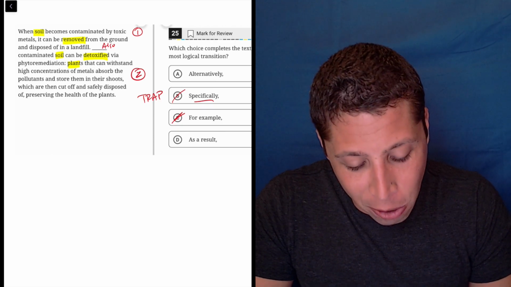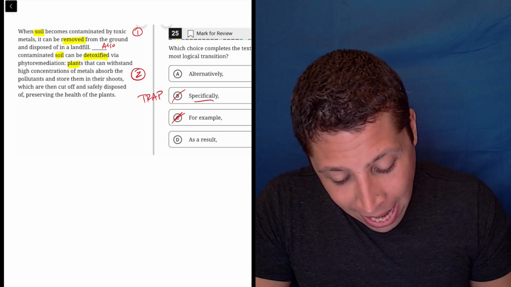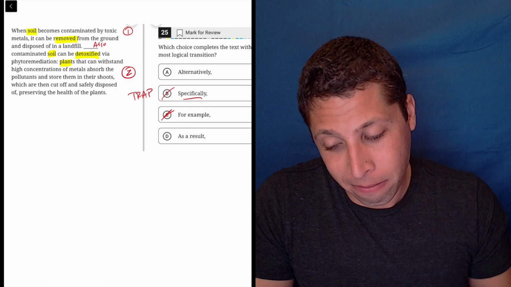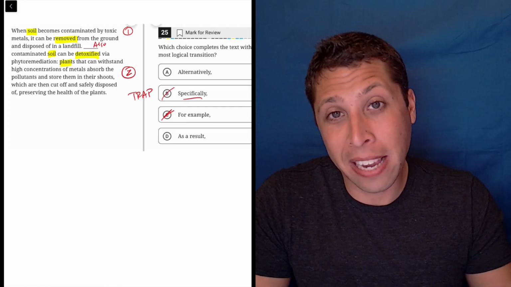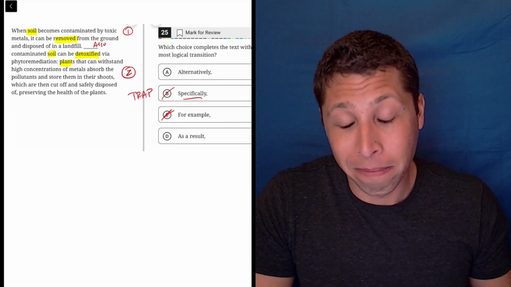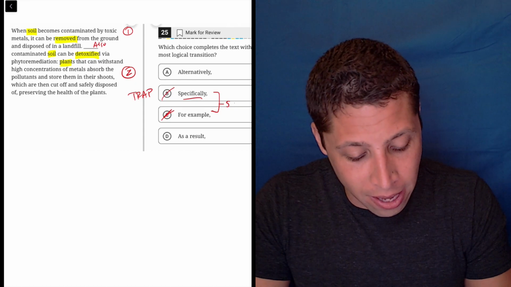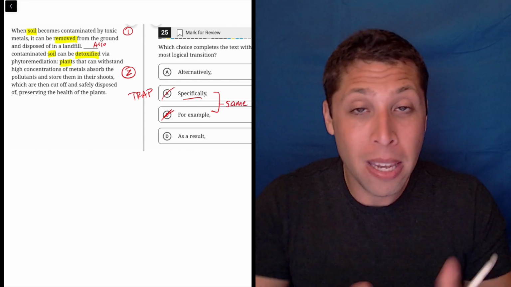Okay. So C could also be a trap. And maybe I should have looked ahead. What does specifically mean? Well, it means we're giving a specific example. What does for example mean? It means we're giving a specific example. So look, these two things mean the exact same thing.